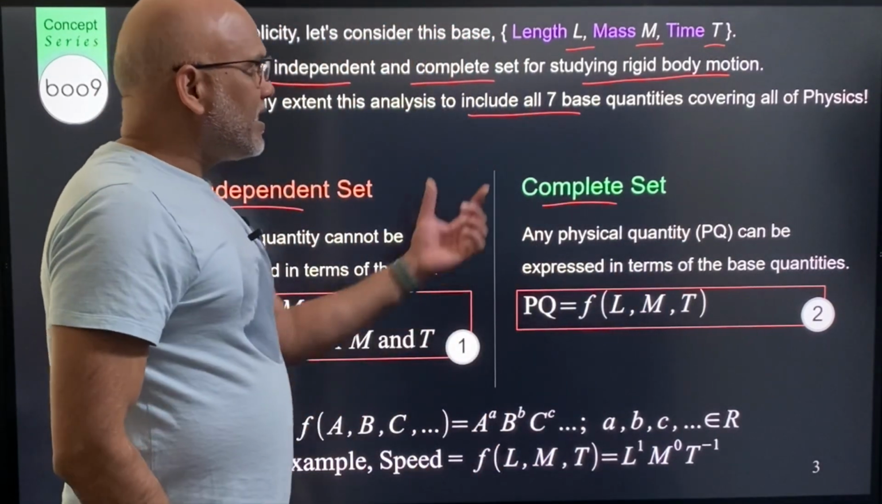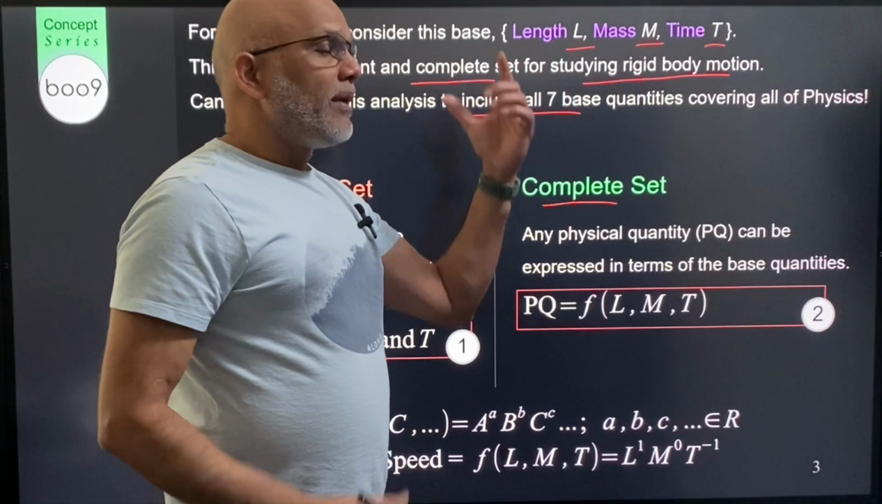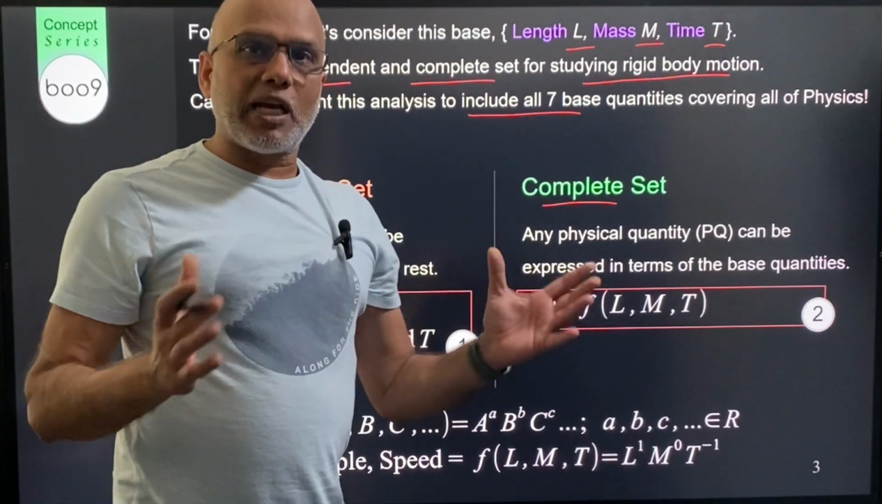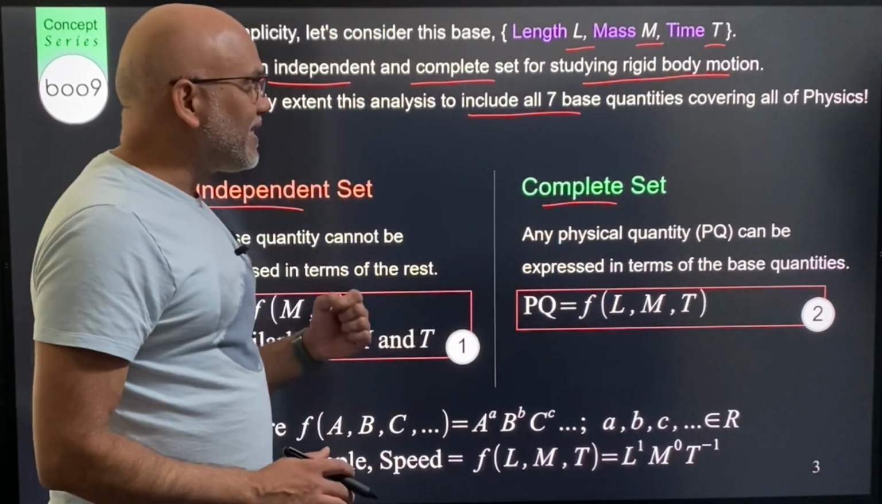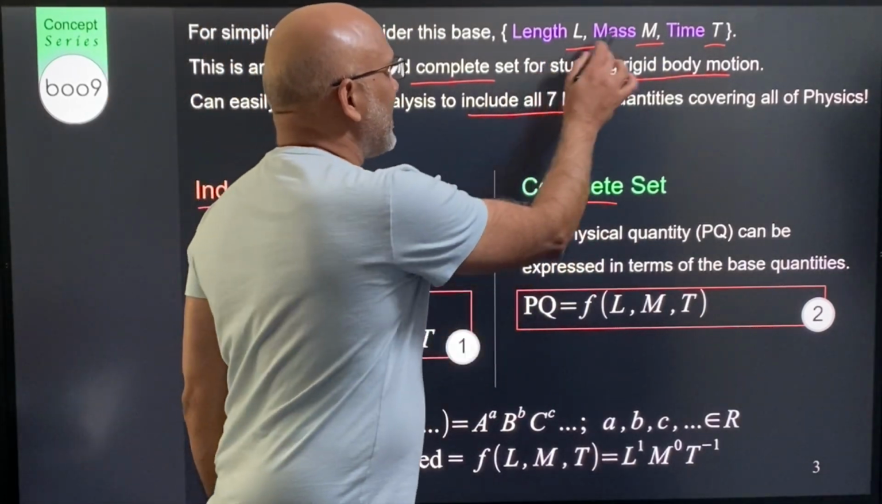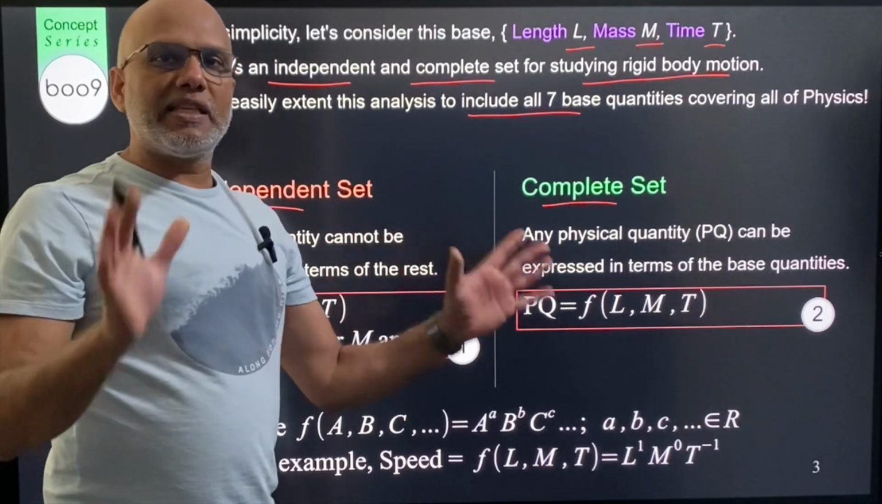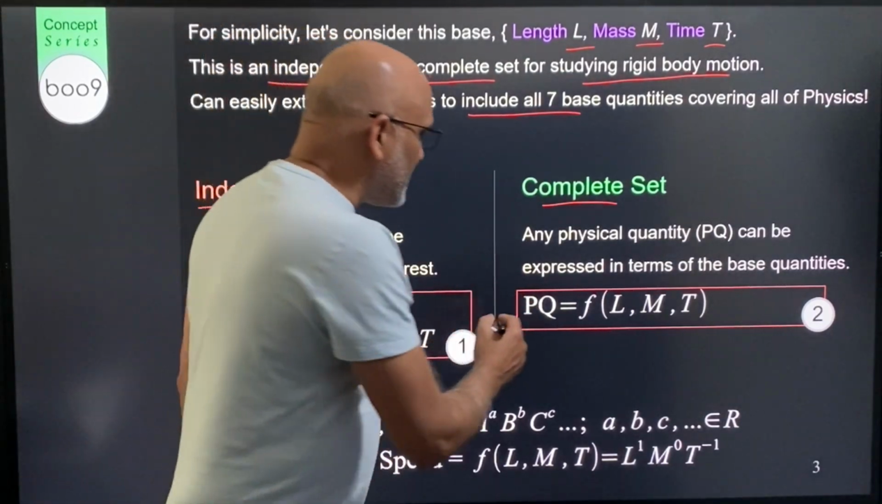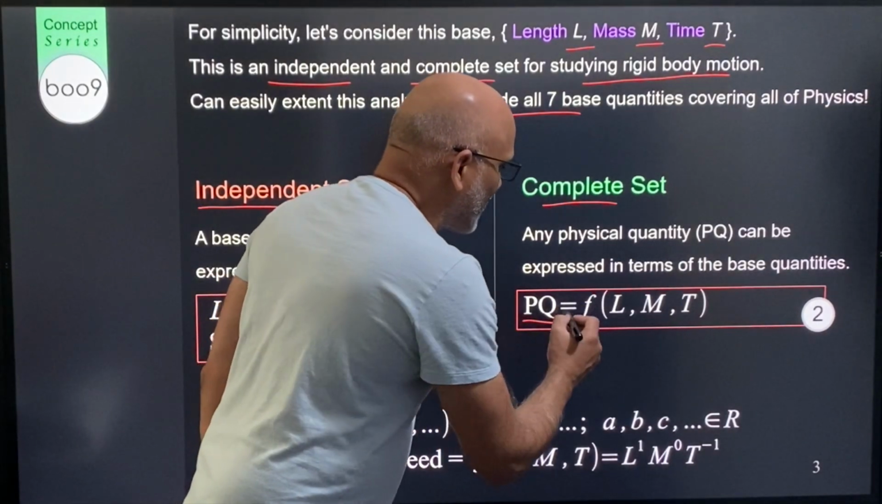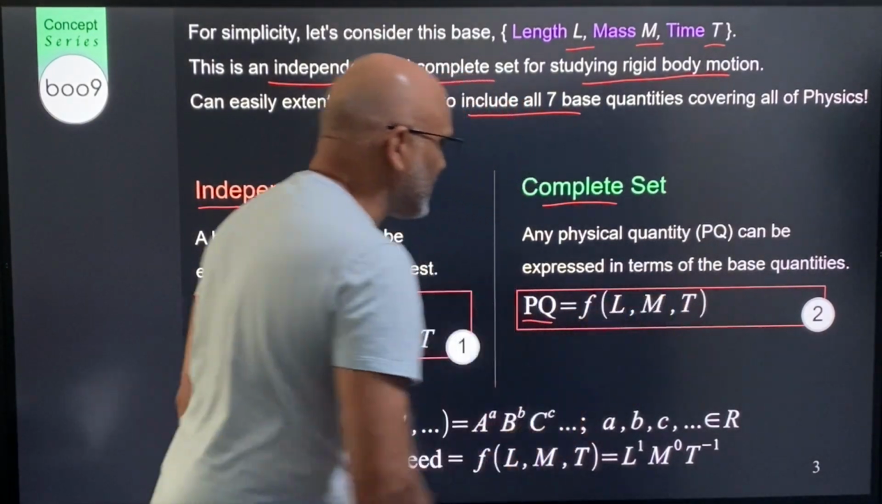Complete means these base quantities can be used to describe all physical quantities for that specific problem, right? So in this case, for rigid body motion, length, mass, and time are everything that we need to completely describe rigid body motion. That means any physical quantity can be described using length, mass, and time.